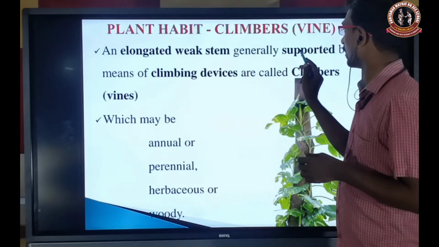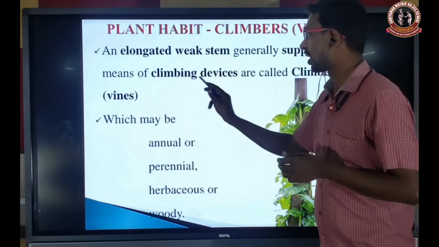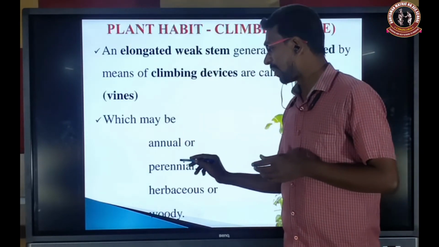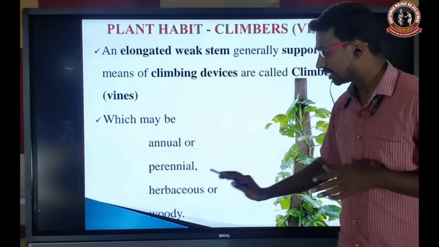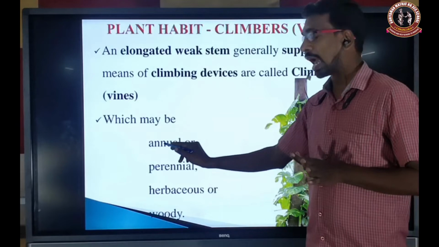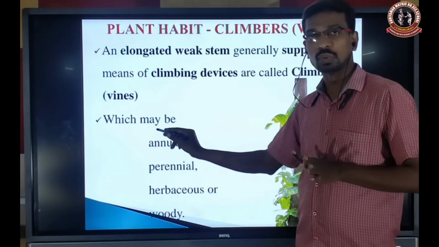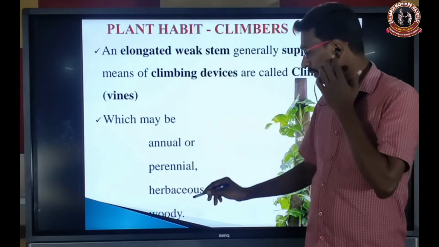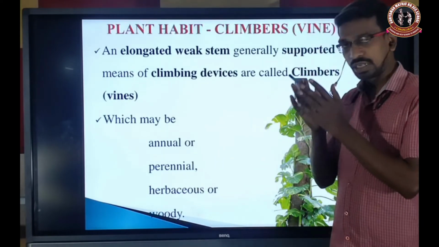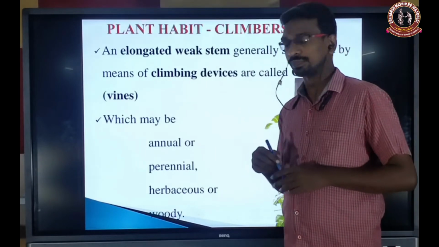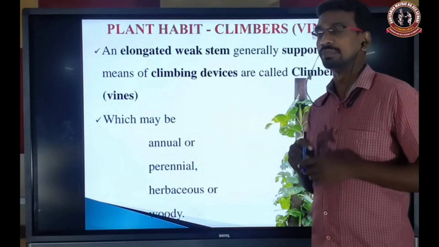An elongated weak stem generally supported by means of a climbing device is called a climber or vine, which may be annual, perennial, herbaceous or woody. Annual means they complete the life cycle within 1 year or 1 season. Perennial means every year. And by stem nature, it may be herbaceous, meaning soft stem, or woody, meaning hard stem.